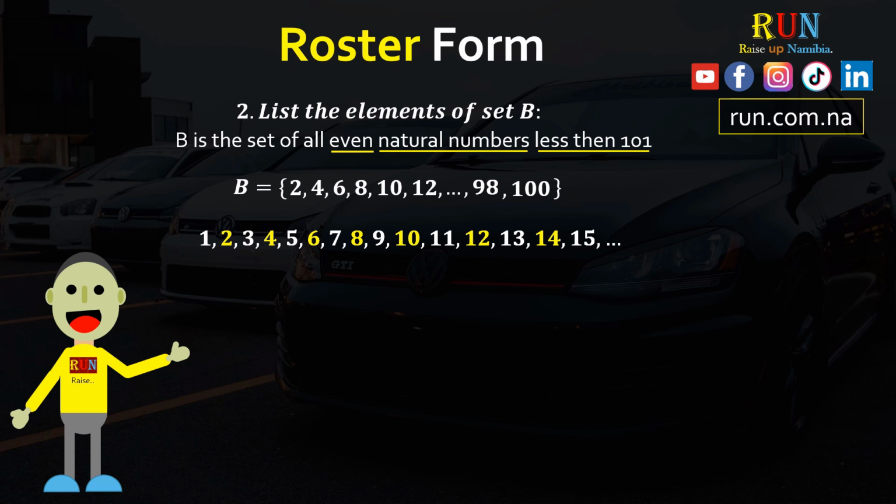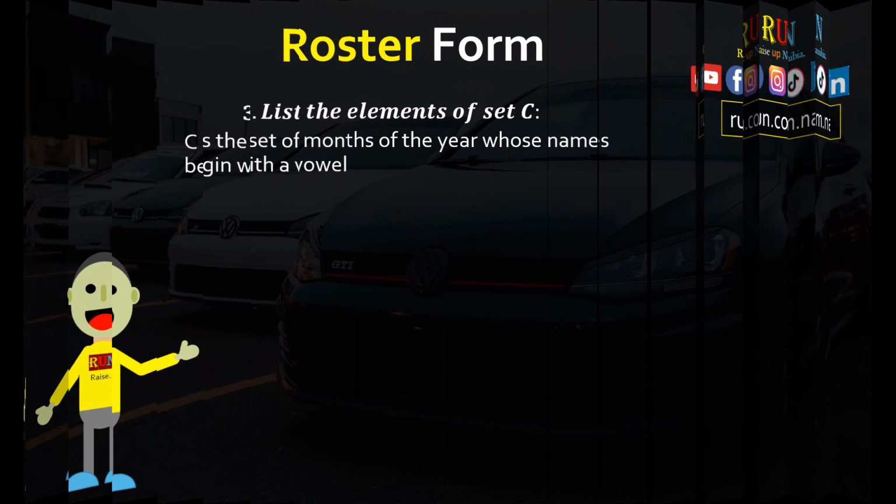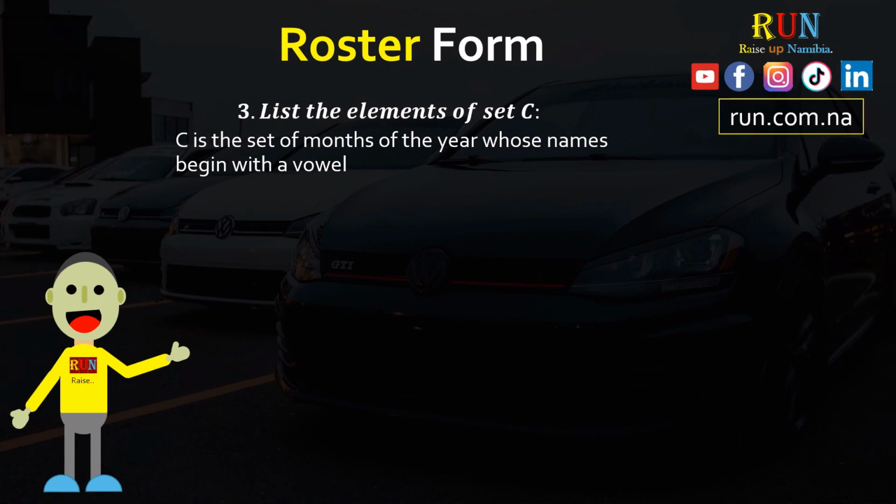Now, with that said, let's take a look at example number 3. So here we are asked to list the elements of set C. Let's take a look at the description. C is the set of months of the year whose names begin with a vowel. Okay? Now let's just underline the keywords there. We have months of the year, names that begin with a vowel.